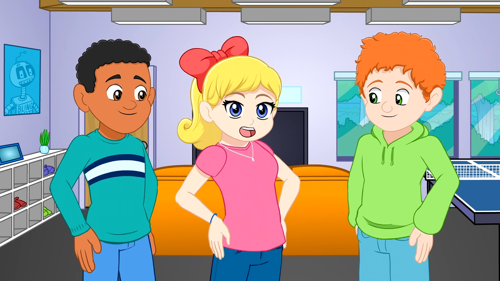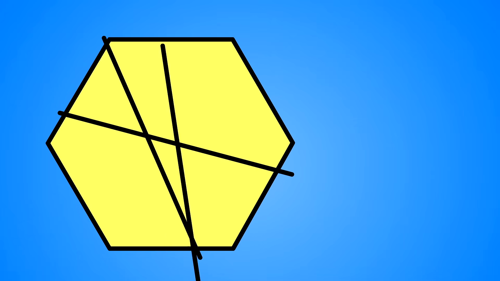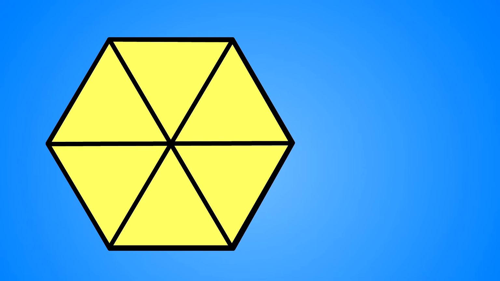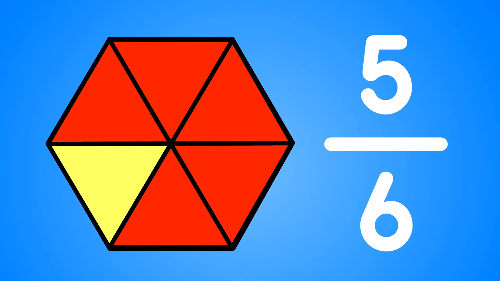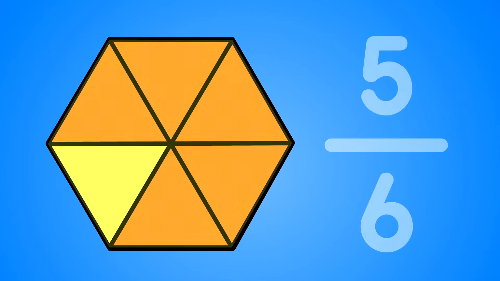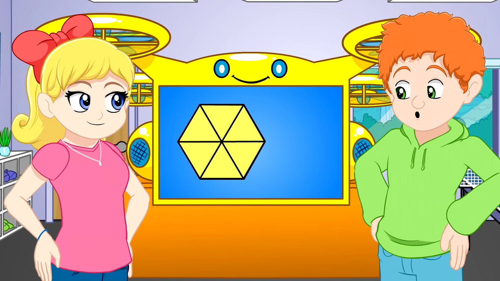Now let's move on to the bonus round. These are tricky. Hey, this hexagon isn't divided into congruent parts. We can't fool you, Dennis. But if we rearrange the lines like this and color in 5 like this, then 5/6 of the hexagon is in color. Always remember that an object has to be divided into congruent parts in order to use fractions to talk about it. I remember congruent means the parts have to be the same size and shape.